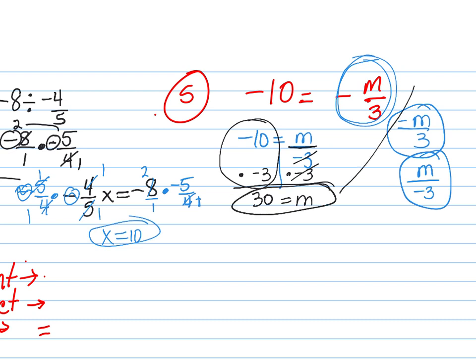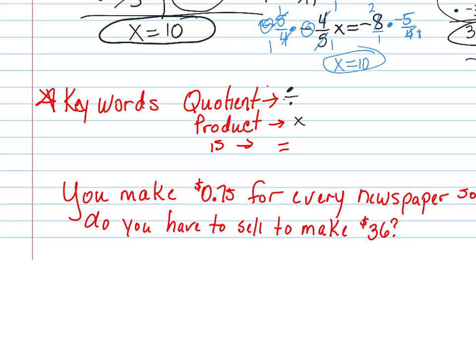Check it. Put it right back up in there. Negative 10. Is that equal to negative 30 over 3? Well, 30 divided by 3 is 10, and that's negative 10 then, right? It's opposite. Is that what I wanted? Check. We know these words. Quotient means divide, product means times, and is means equals.